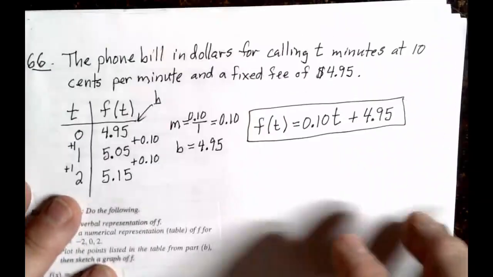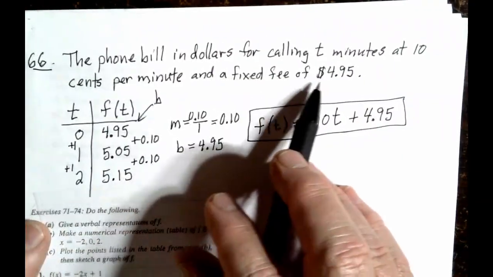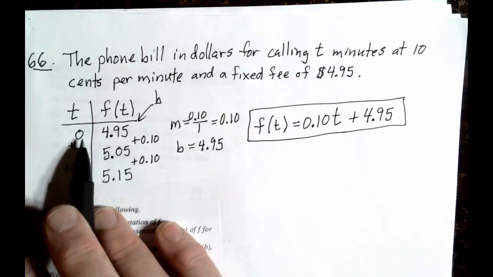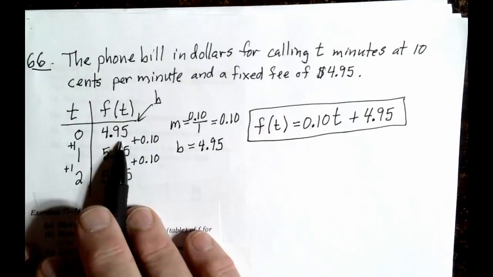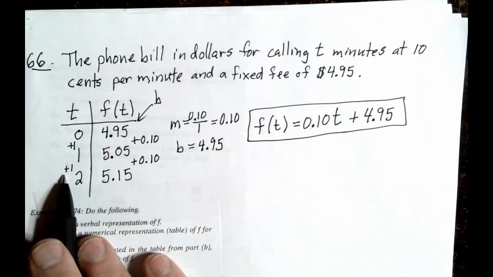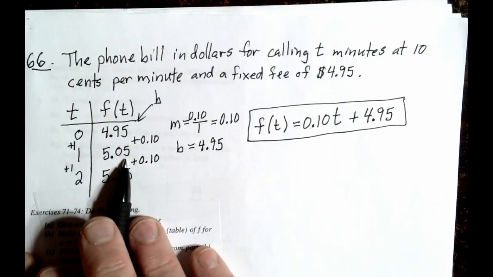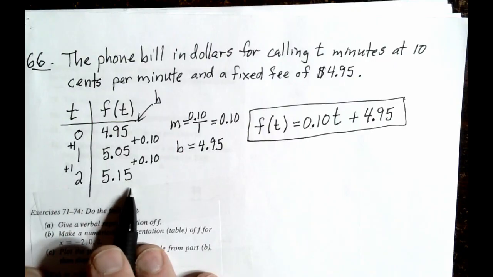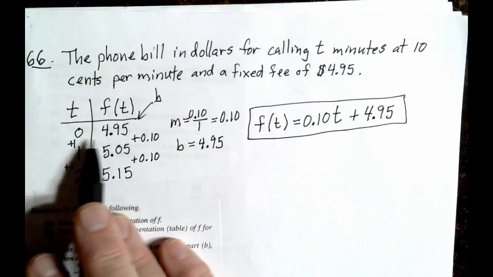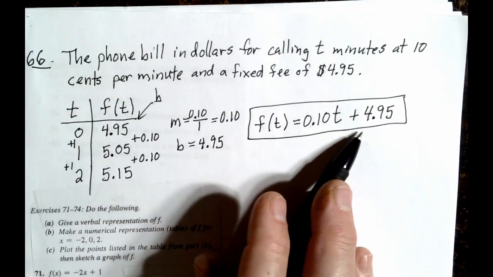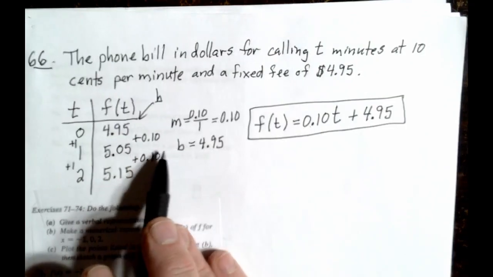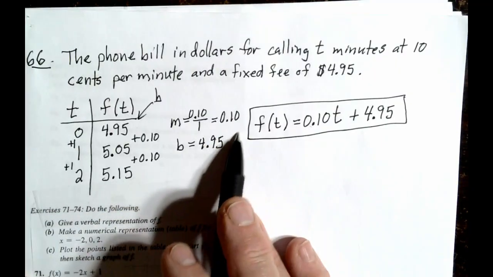Right? Your phone bill in dollars for calling T minutes at 10 cents per minute and a fixed fee of $4.95. So 0 minutes have been talked on your phone, and it costs you $4.95. Now if you talk for 1 minute, it's an extra 10 more cents, so that's $5.05. Add 10 cents to that. 2 minutes, it's another 10 more cents, so it's $5.15. Okay, so 0, b, there's your b, right? And then this is your slope. This guy divided by this guy, so 0.10 divided by 1, which is 0.10.